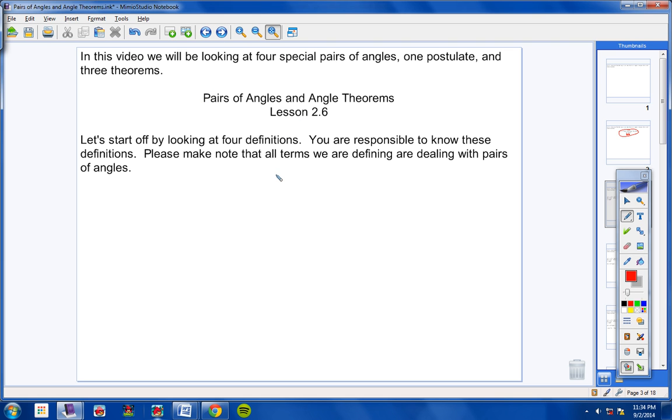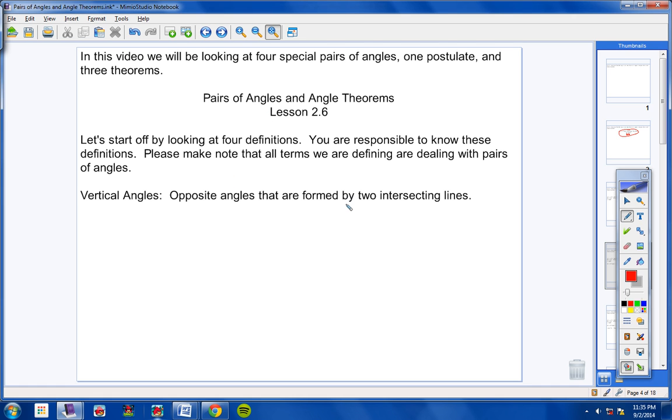Now let's start off by looking at 4 definitions. You are responsible to know these definitions. Please make note that all terms, please listen to me carefully, that we are defining are dealing with pairs of angles. So all 4 of these definitions that you're about ready to write down are referring to angles that come in pairs of 2. Please don't forget that, okay? With that in mind, let's go ahead and get started with your 4 definitions.